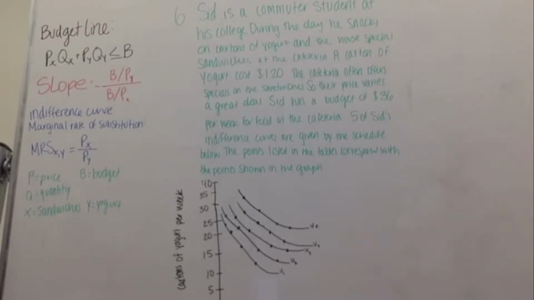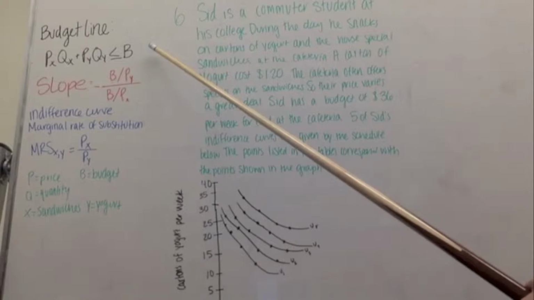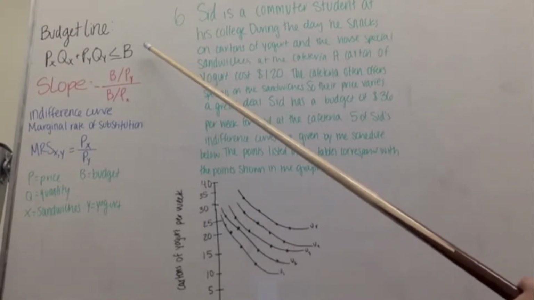5 of Sid's indifference curves are given by the schedule below. The points listed in the tables correspond with the points shown in the graph. To find the budget line, you multiply the price of x times the quantity of x plus the price of y times the quantity of y. It has to be less than or equal to the budget.